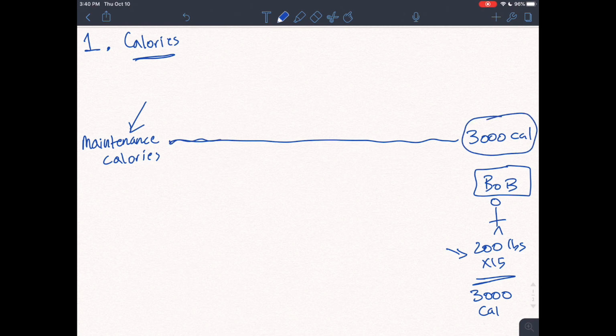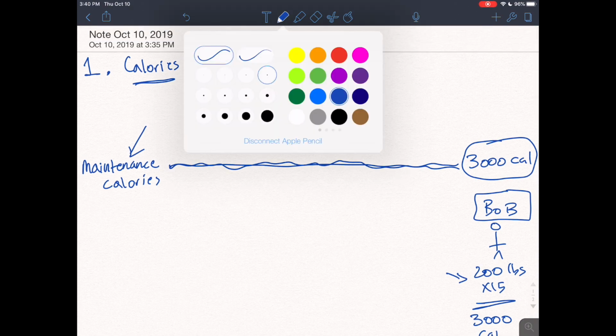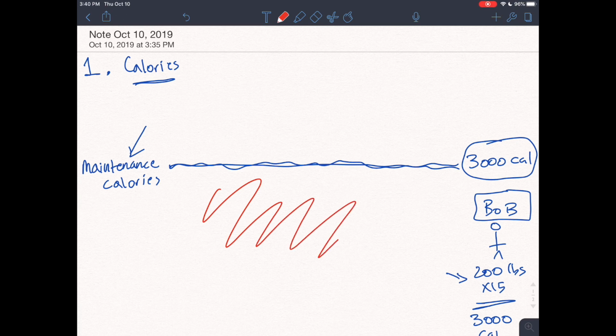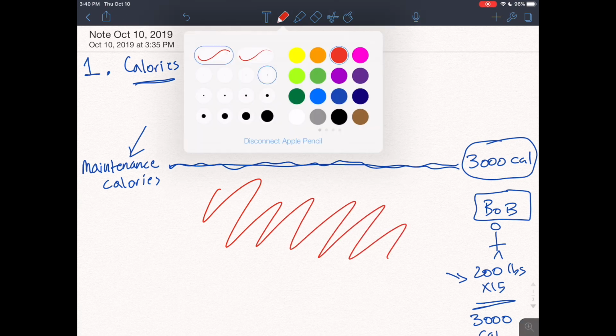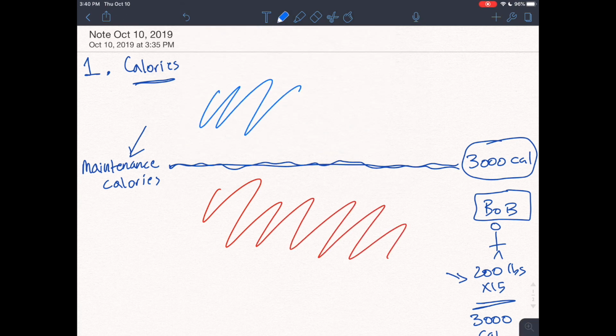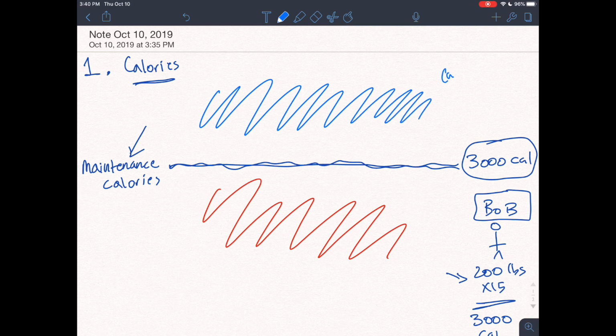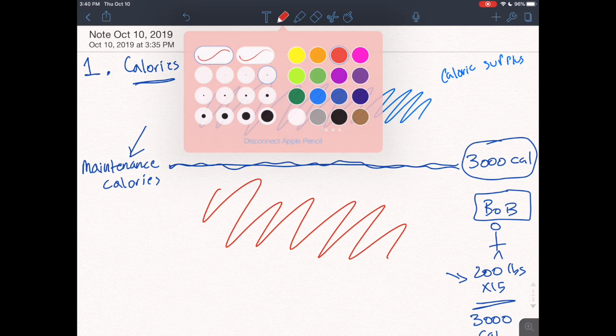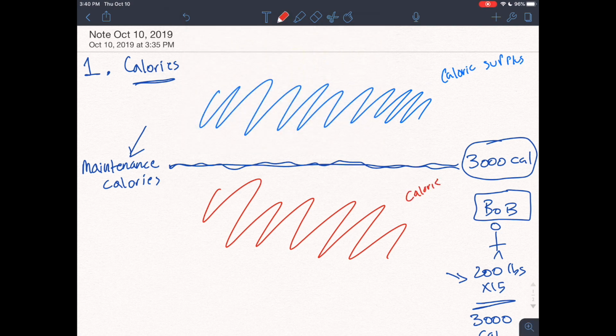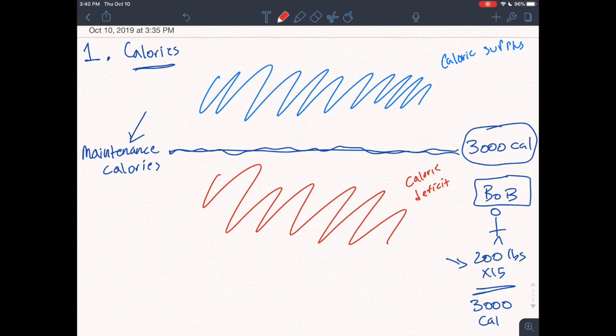As depicted by this blue line in the middle, okay? Now, if he wanted to lose weight, he would eat under this number, okay? And if he wanted to gain weight, he would eat above this number in the light blue. This is called being in a caloric surplus. Excuse my horrible handwriting. And then this is a caloric deficit.